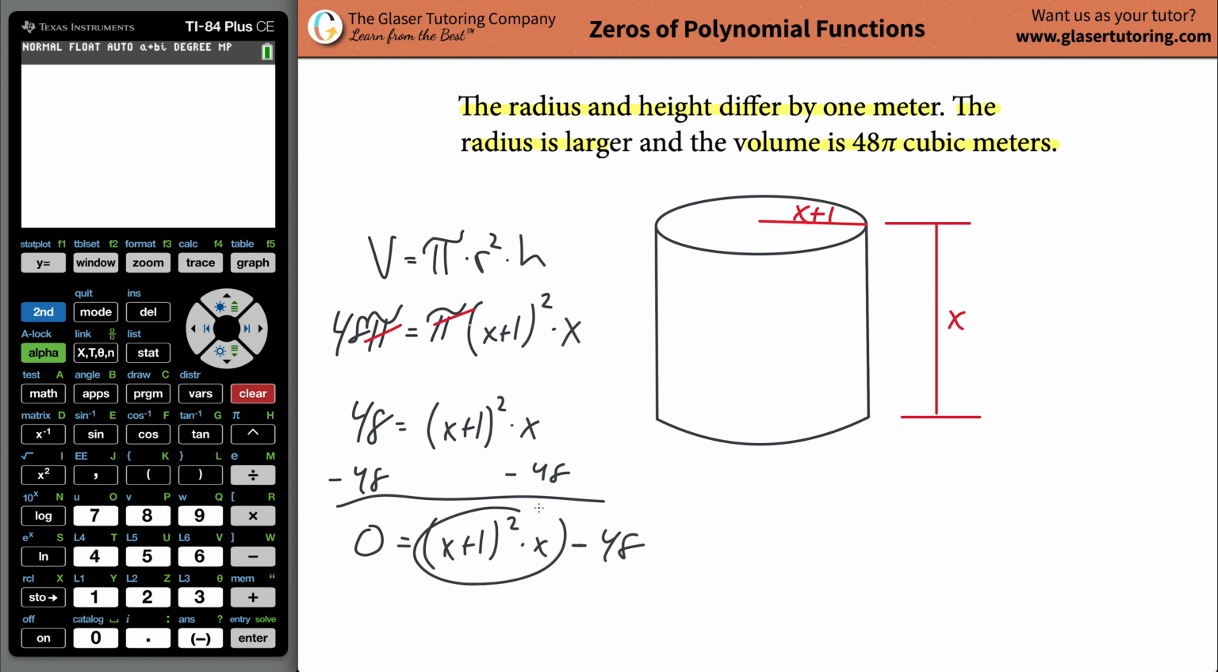Then what you would do is FOIL this out, square this out, and get it down to something where it looks like ax cubed plus bx squared, whatever it's going to look like, okay? And then from there, you're going to use something known as the rational zero theorem.